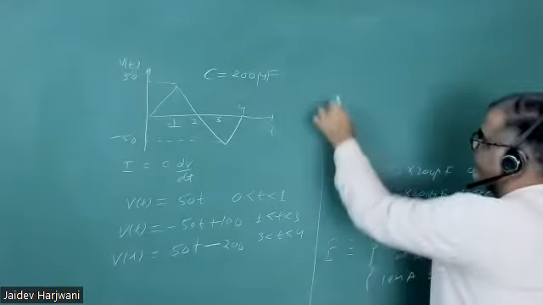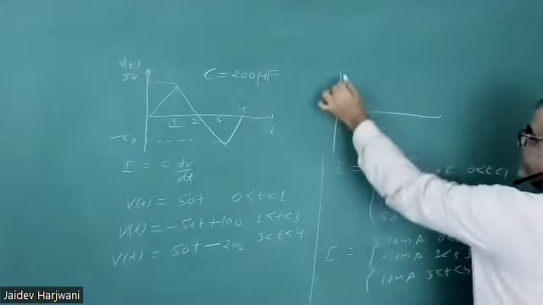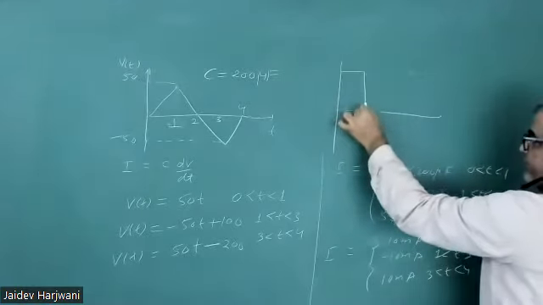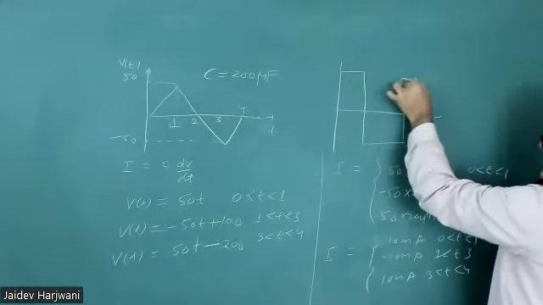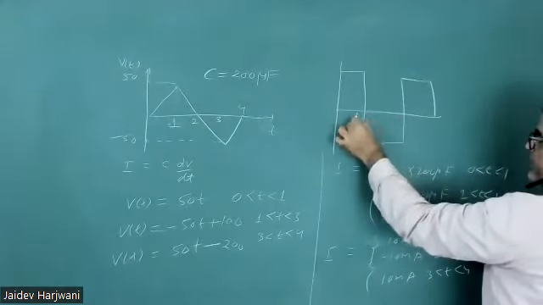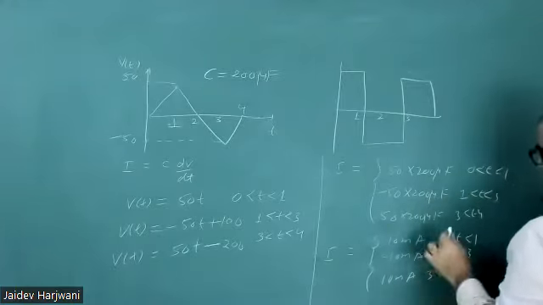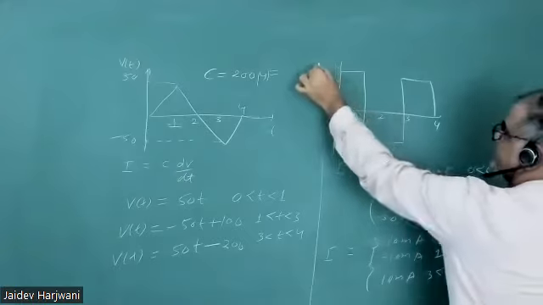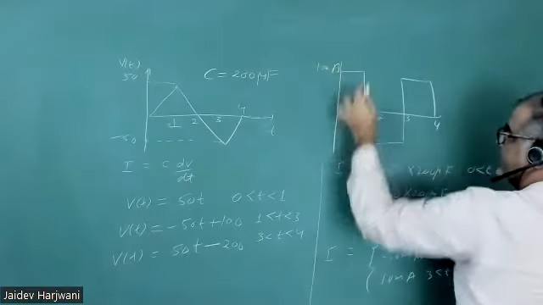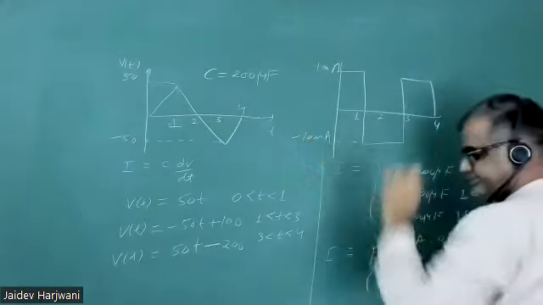Now if you want, you can plot this graph. This graph will come as 10 up to 1, and then it will come like this. So this is up to 1, this is 2, this is 3, and the last is up to 4, 3 to 4. It is 10 milliampere. This is 10 milliampere, and this is minus 10 milliampere.